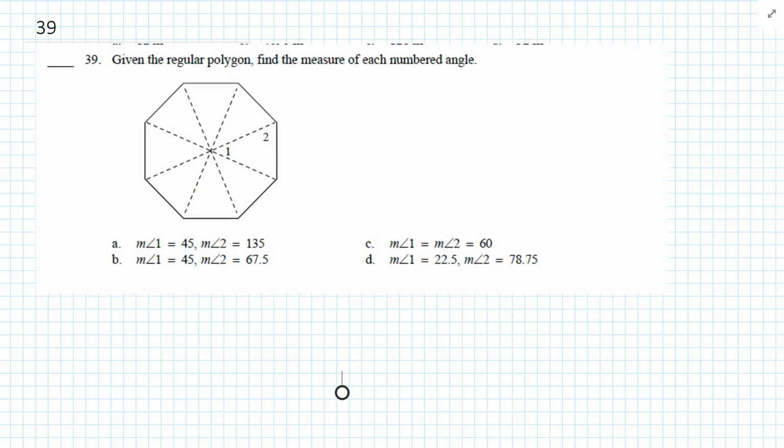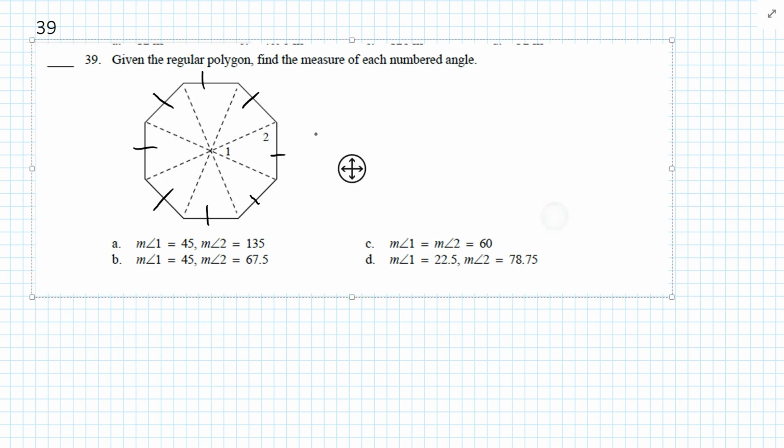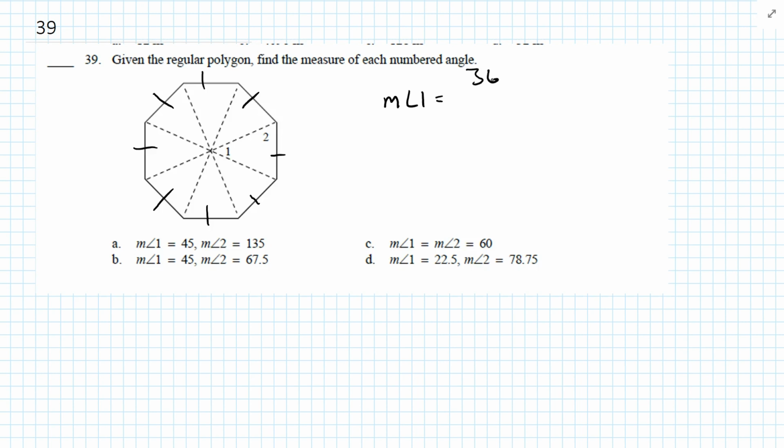Given the regular polygon, find the measure of each numbered angle. Well, how many sides do we have in this thing? 1, 2, 3, 4, 5, 6, 7, 8. So we know the measure of angle 1 is going to be 360 over 8. So 8 goes into 36 4 times. 40's left, 5. So the measure of angle 1 is 45. So we can eliminate C and D.